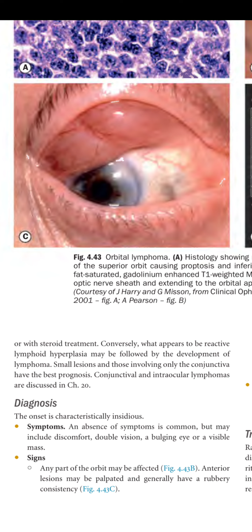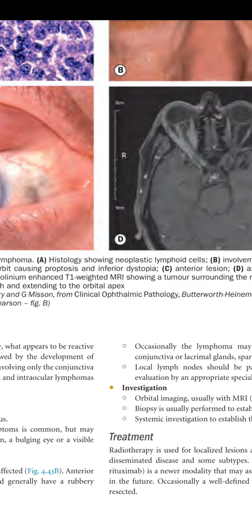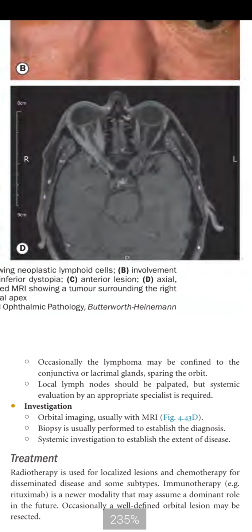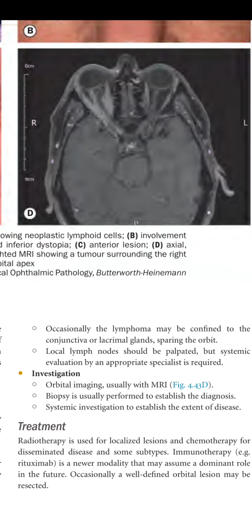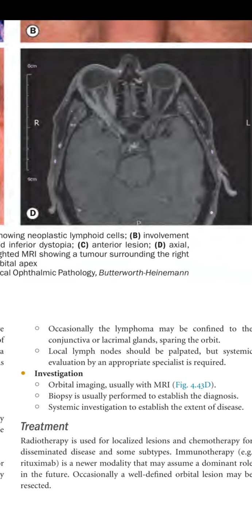So any part of the orbit may be affected. Interior lesions can be palpated and generally have a rubbery consistency. Occasionally, lymphoma may be confined to the conjunctiva or lacrimal glands, sparing the orbit. Local lymph nodes should be palpated, but systemic evaluation by an appropriate specialist is required.